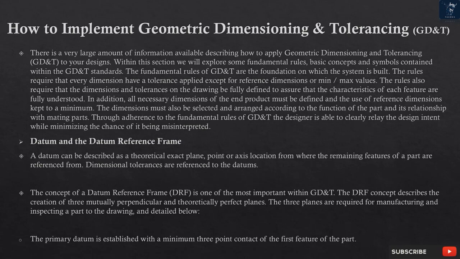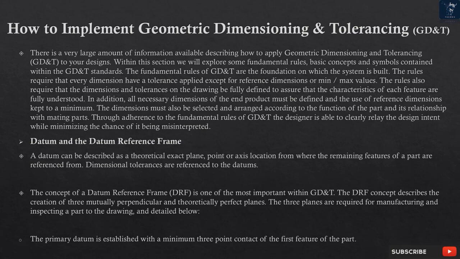The fundamental rules of GD&T are the foundation on which the system is built. The rules require that every dimension have a tolerance applied except for reference dimensions or min/max values. The rules also require that the dimensions and tolerances on the drawing be fully defined to assure that the characteristics of each feature are fully understood.